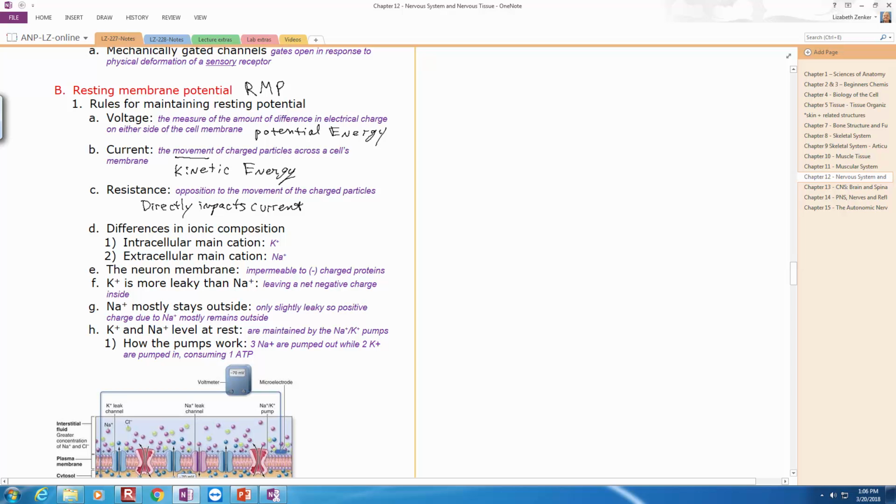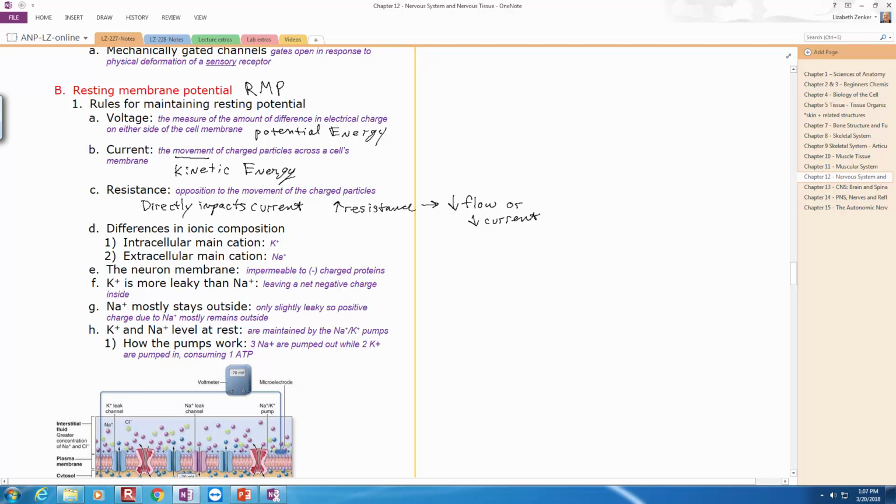And so the larger the resistance, okay, so increased resistance would cause a decreased flow or current. So current would lessen or decrease, right? So the difference in ionic composition, and let me go back for a second to resistance. So if you hear me say the term attenuates, it means it's slowing down or decreasing when we say it attenuates. So the flow or the current is decreasing when we say that.